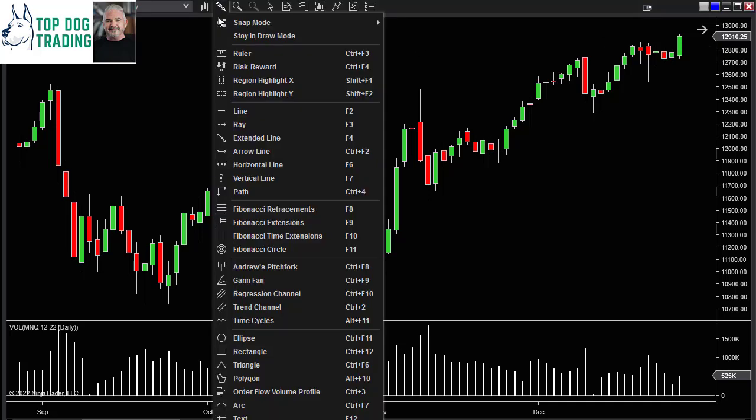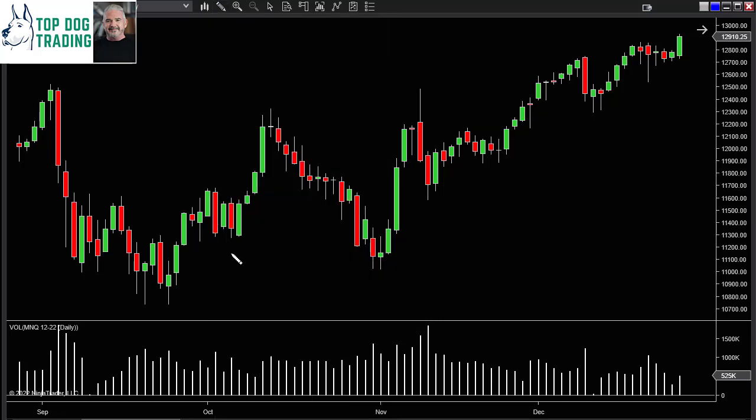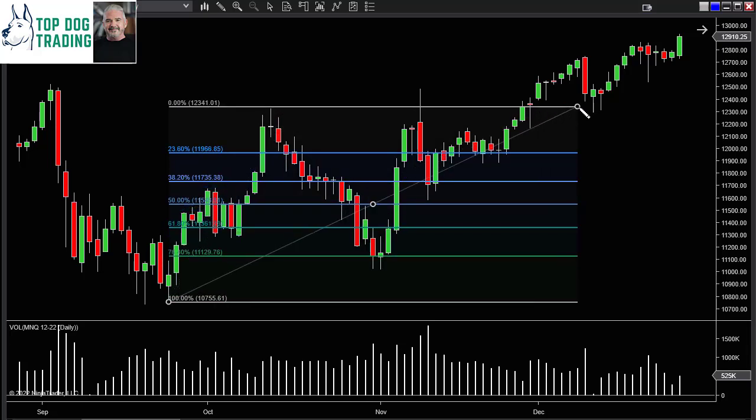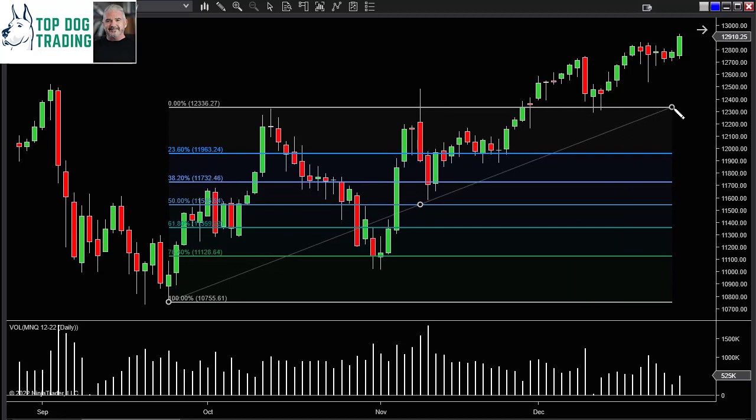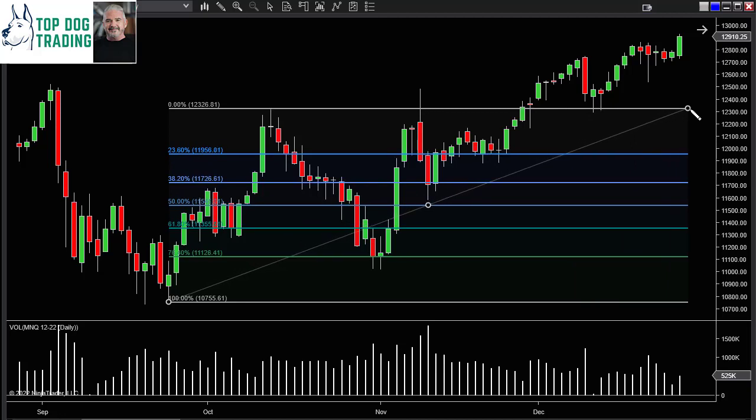So we come up to our drawing tool. I'm using NinjaTrader here in case you're wondering, but most every trading platform has Fibonacci retracements. So go to Fibonacci retracements and we'll draw it from a low to a high, and then I'll extend this out to the right, and we'll see our levels.